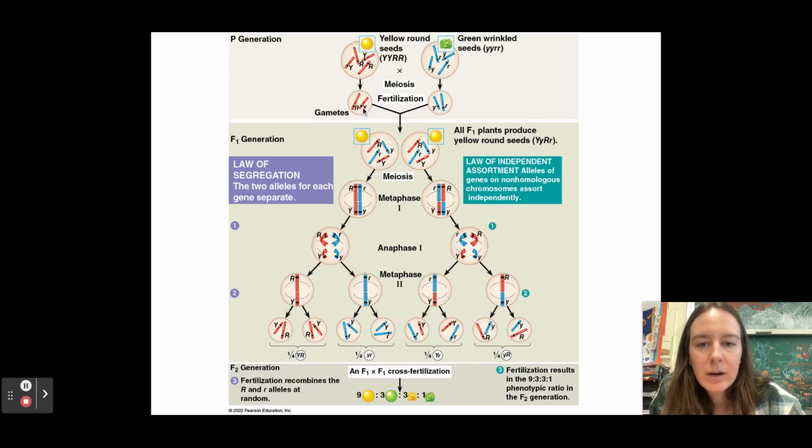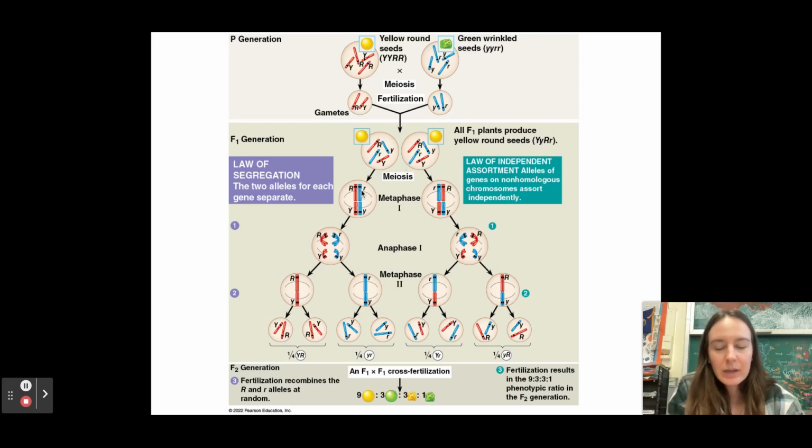And then Y, mom gave capital Y, dad gave little y. And so our genotype is capital Y, little y, capital R, little r. So that's what we're talking about when we're talking about this. What this means is what you see here. And the same thing for this one. All the offspring must be this genotype, because the only thing the dad can give is capital R. The only thing the mom can give, or vice versa, is little r.